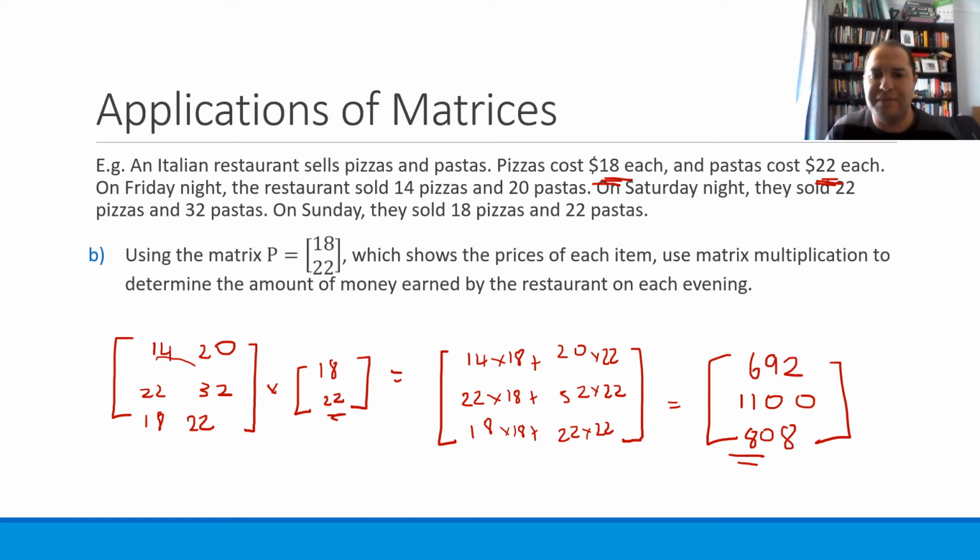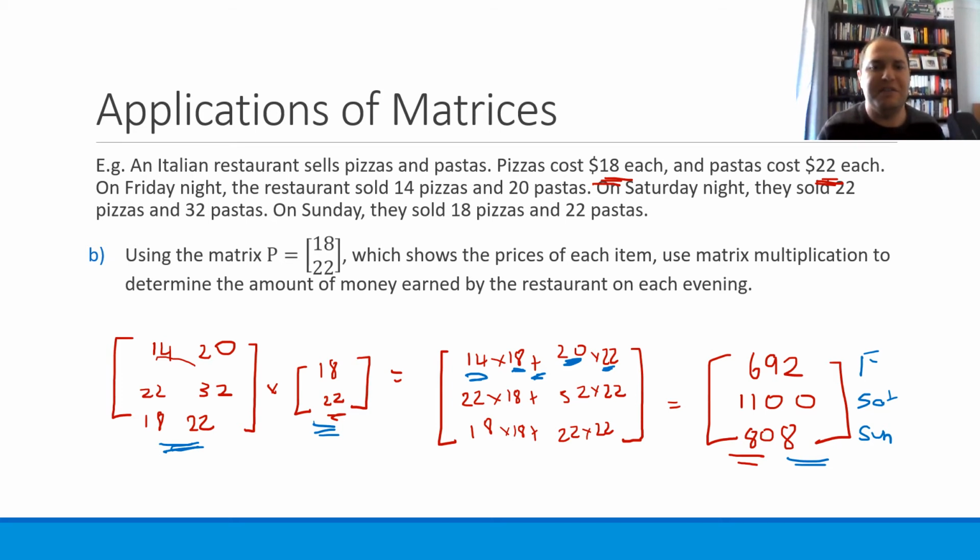I've put those into my calculator, and those are the values we get at the end. These values are the amount of money earned by the restaurant on Friday night for the first row, Saturday night for the second row, and Sunday night for the third row. We got that by multiplying the number of pizzas and pastas sold by their prices, and matrix multiplication does exactly that: the number of pizzas times the cost of pizzas plus the number of pastas times their cost. Altogether, that gave us the amount the restaurant earned on those evenings.